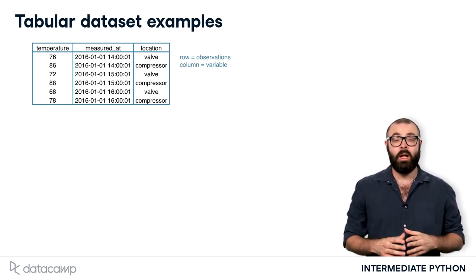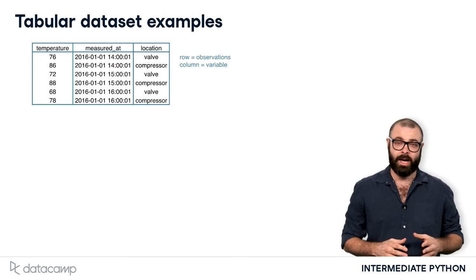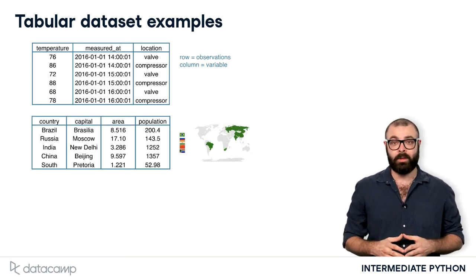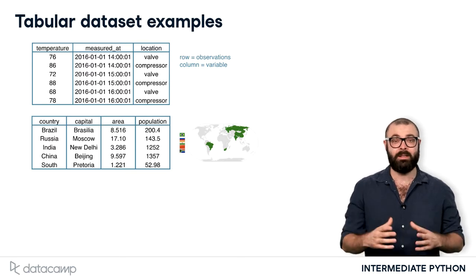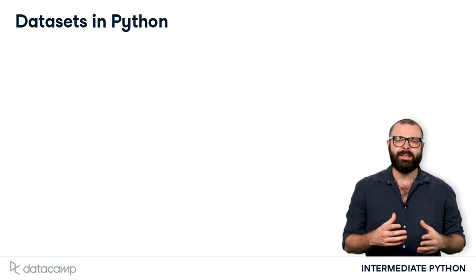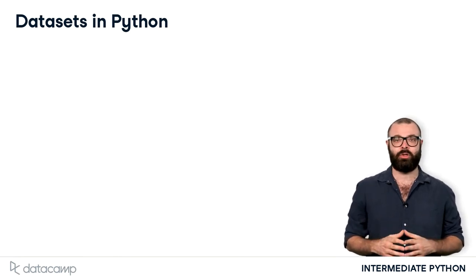Another example, you've collected information on the so-called BRICS countries, Brazil, Russia, India, China, and South Africa. You can again build a table with this data like this. Each row is an observation and represents a country. Each observation has the same variables: the country name, the capital, the area in millions of square kilometers, and the population in millions. To start working on this data in Python, you'll need some kind of rectangular data structure.